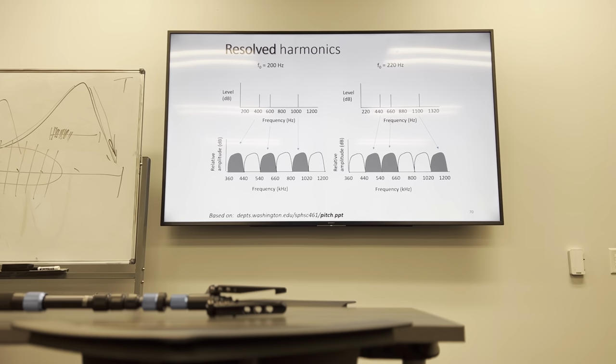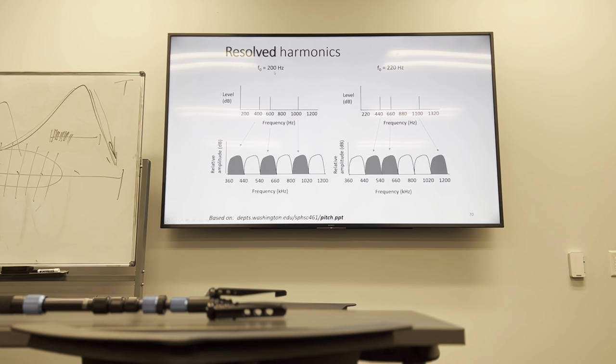So let's see, here is a resolved harmonic. A fundamental frequency of 200 versus 220, so it's similar but a different fundamental, meaning a different person. The 200 harmonics, and then for 220: 220, 440, 660, that's how it goes. With the filters, lower frequency side and higher frequency side, you can see the difference.